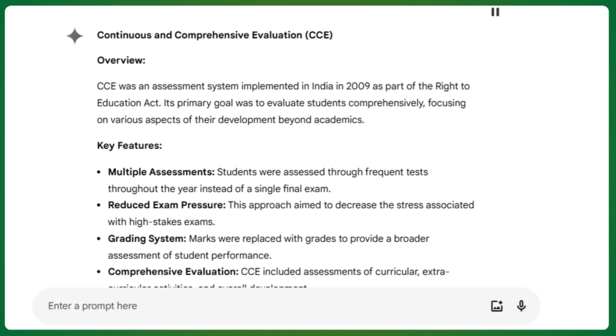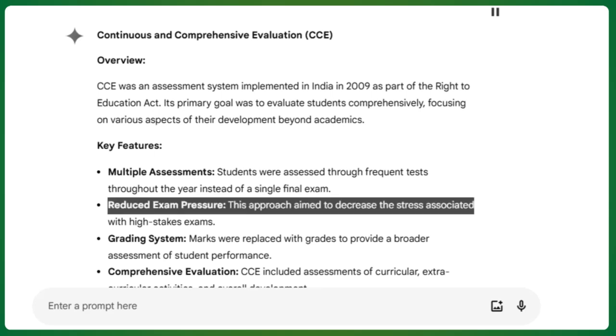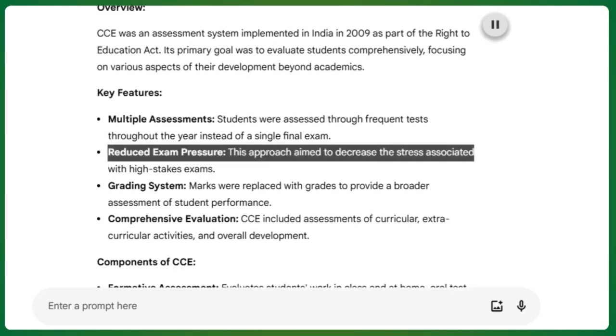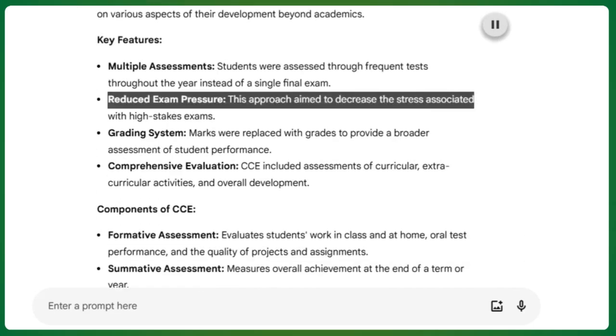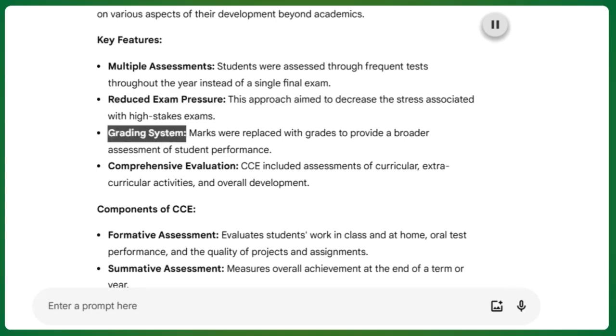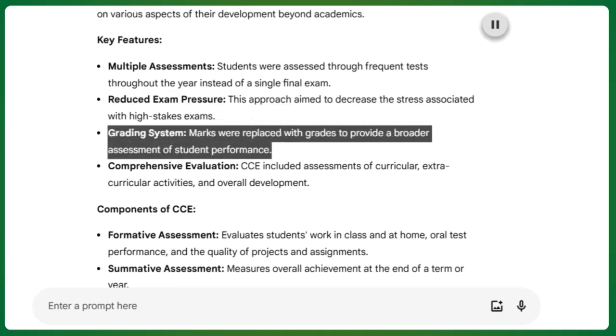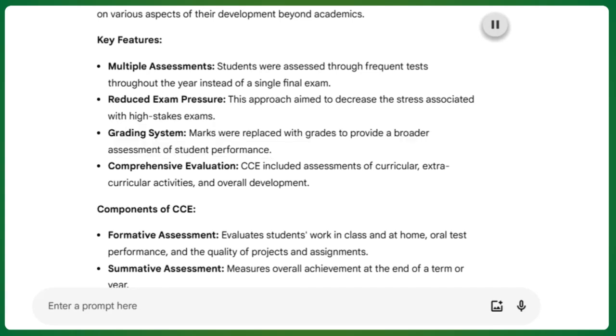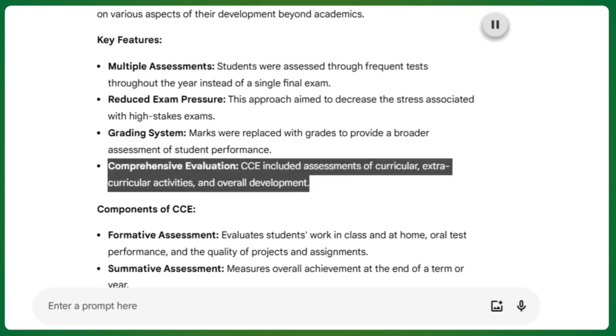Key features. Multiple assessments. Students were assessed through frequent tests throughout the year instead of a single final exam. Reduced exam pressure. This approach aimed to decrease the stress associated with high-stakes exams. Grading system. Marks were replaced with grades to provide a broader assessment of student performance. Comprehensive evaluation. CCE included assessments of curricular, extracurricular activities, and overall development.